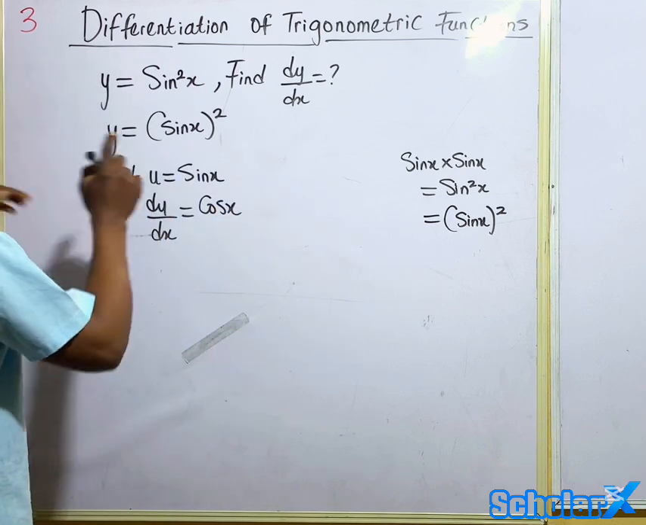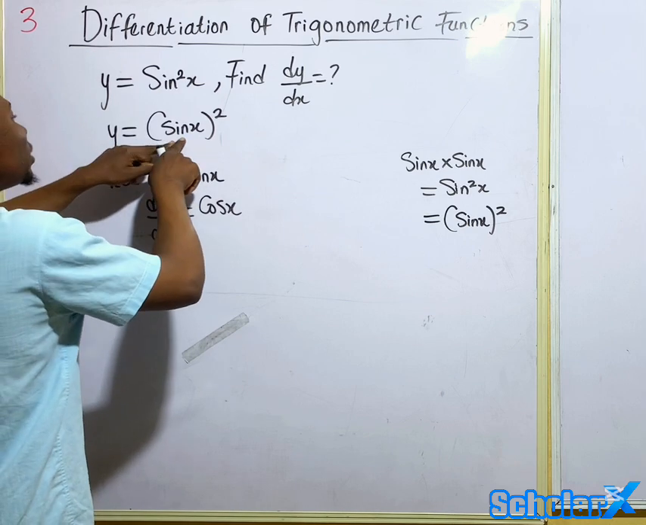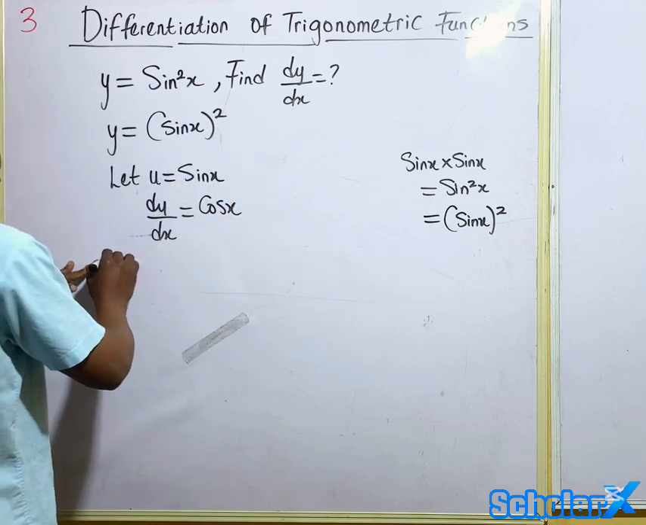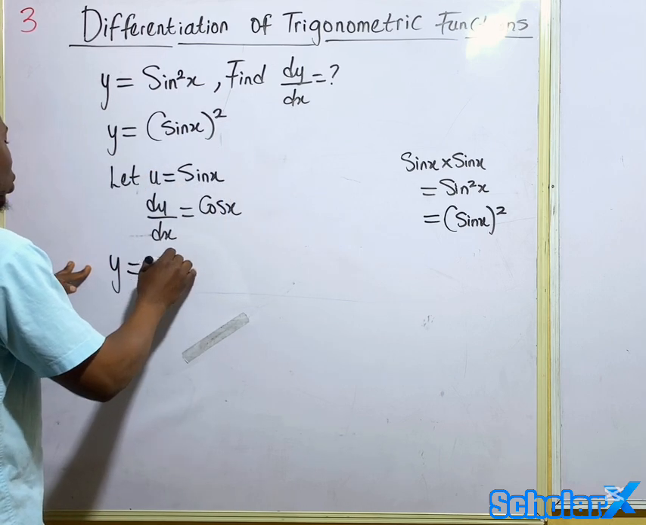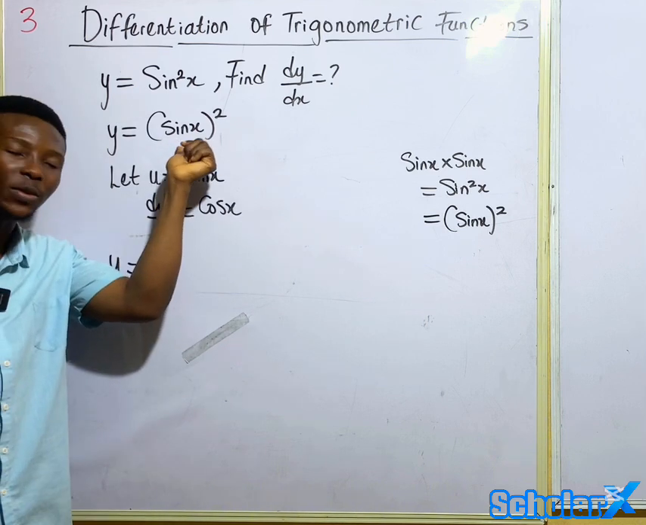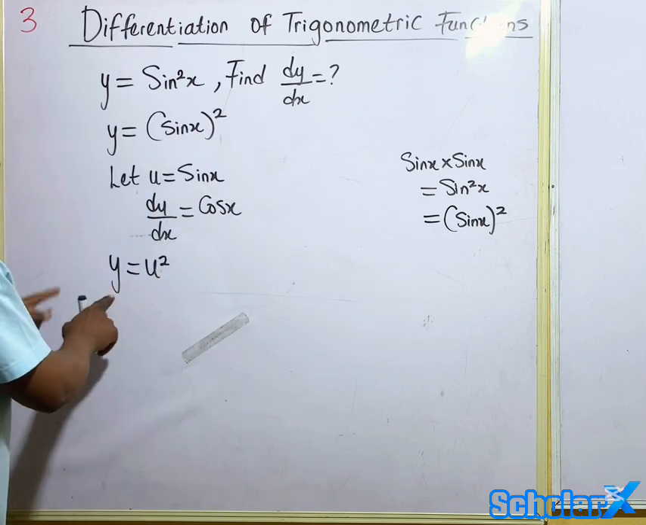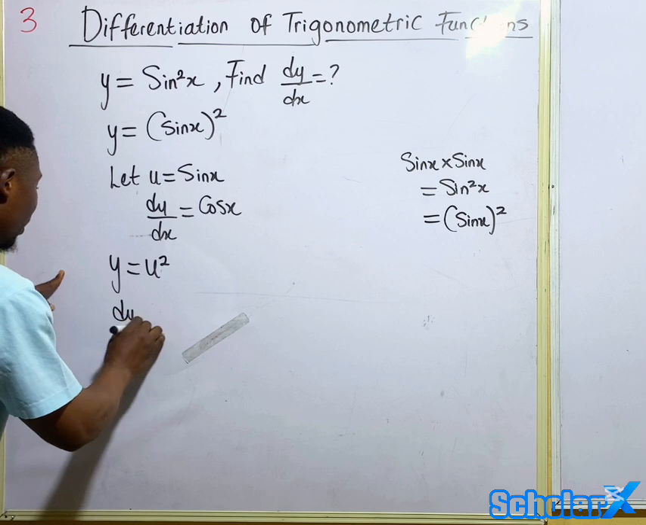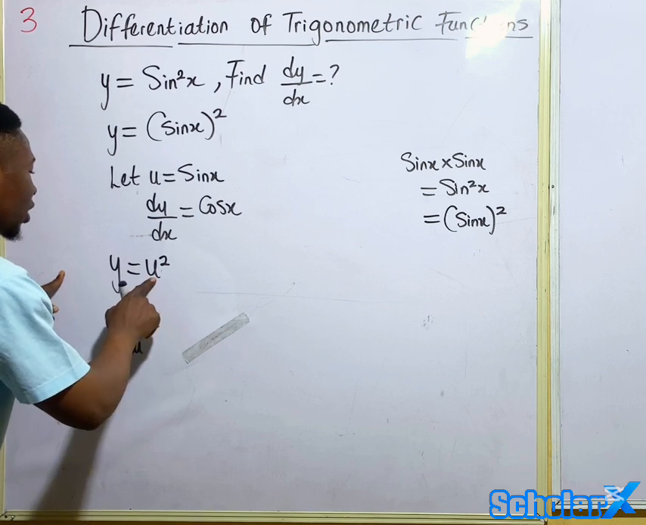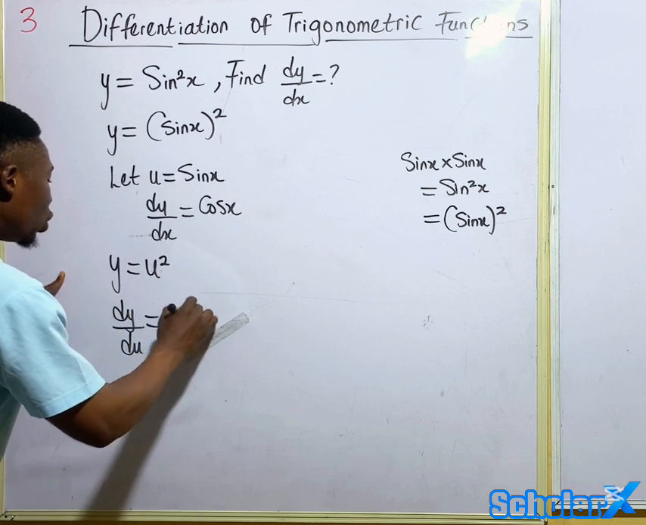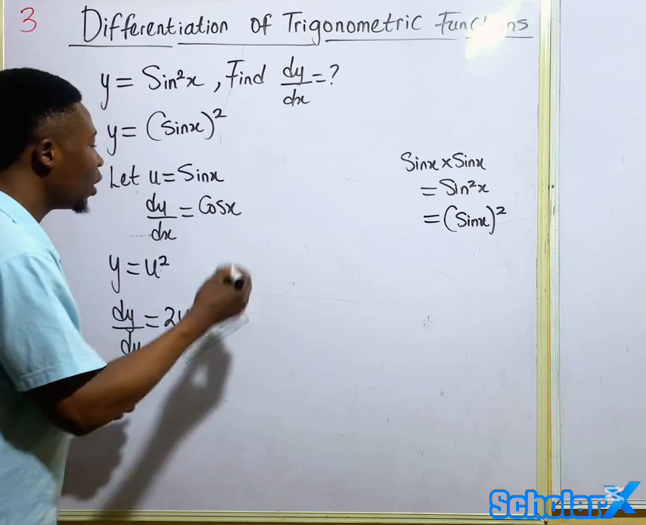Now, another thing is that you've said this should be u. So it becomes that y is equal to u squared, because you said let the whole of this be u. So now we're going to differentiate y with respect to u. So it becomes dy/du is equal to, differentiate u squared, you're going to have 2u.